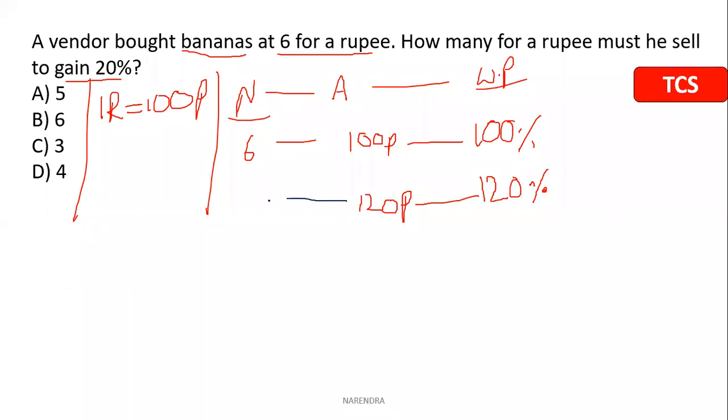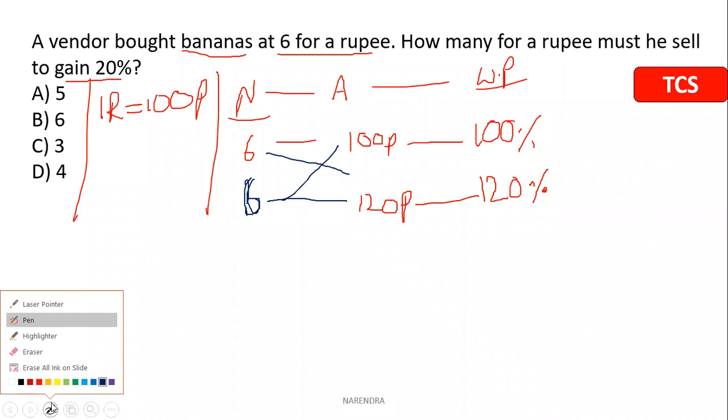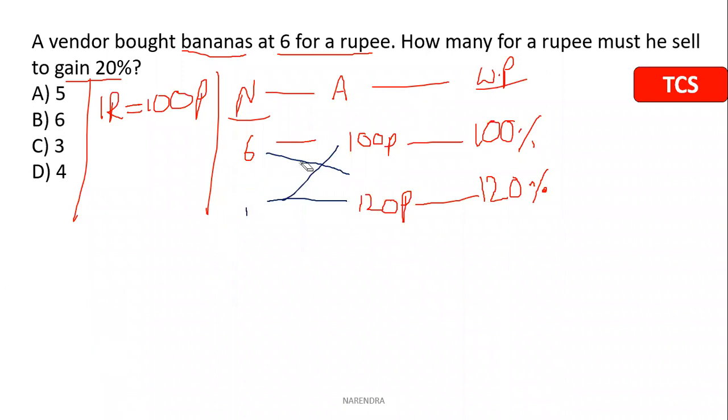Now, how many bananas do you have to sell? That is the question. If it is 120 paise, it is 6 bananas only. If we sell 6 bananas for 120 paise, then they will get a profit. But according to the question, you have to sell for a rupee, that means 100 paise only. You have to sell for 100 paise.